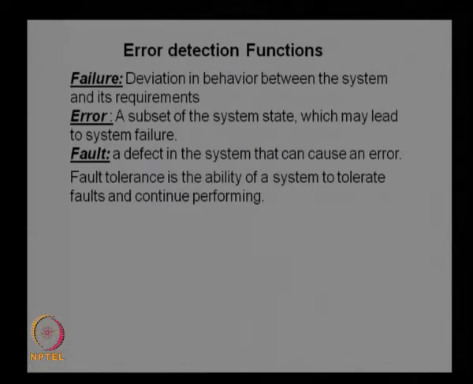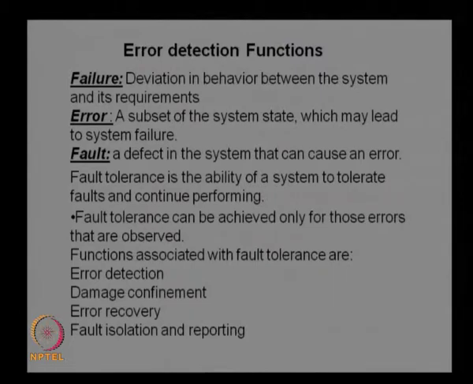Whenever there is a fault, the system should be able to perform continuously without affecting the performance of the system, and that is fault tolerance. This can be achieved for those errors which can be observed. We can provide fault tolerance for them, but errors that are not observable cannot be tolerated, because the system will not be able to identify them, and hence cannot have a tolerance for them.